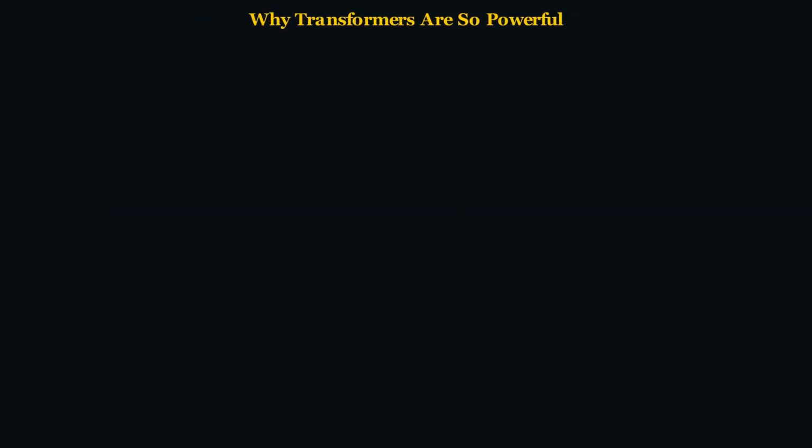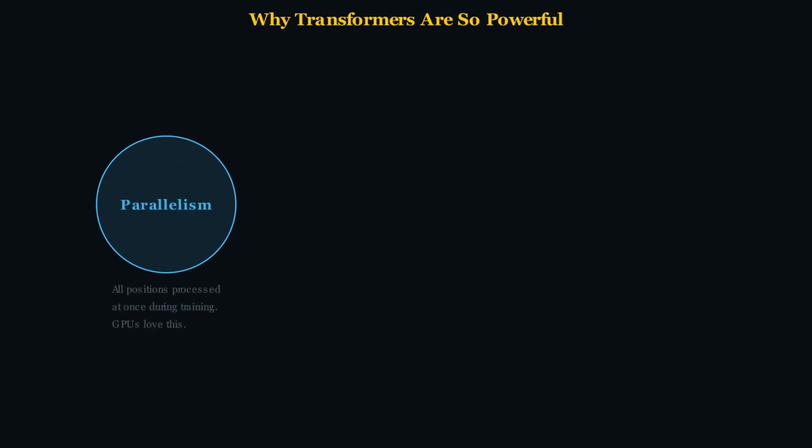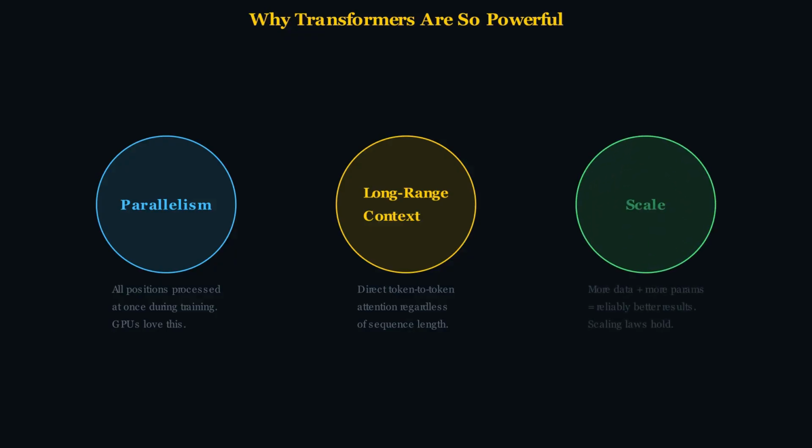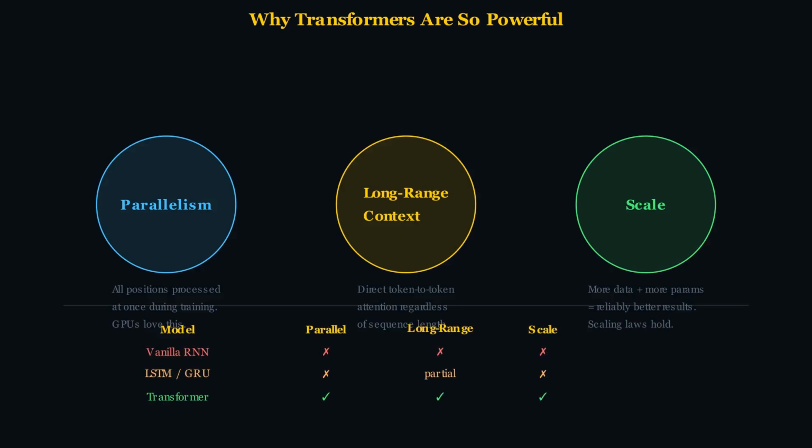3 properties make transformers the dominant architecture in AI today. Parallelism. All positions processed at once during training. GPUs love this. Long-range context. Direct token-to-token attention regardless of sequence length. Scale. More data plus more parameters equals reliably better results. Scaling laws hold. The table is clear. Transformers win on every axis: parallelism, long-range context, and scaling.